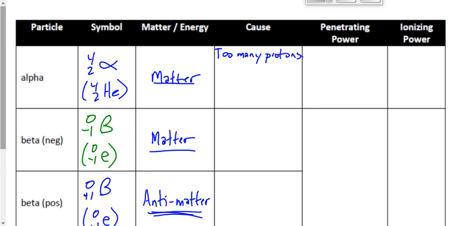Protons repel each other. And so there's an electrostatic, an electric repulsive force that acts between proton and proton. There is an attractive force that acts between proton and proton and neutron, called the strong nuclear force. If the attractive force wins, then the nucleus is stable. If the repulsive force wins, then the nucleus wants to break apart.